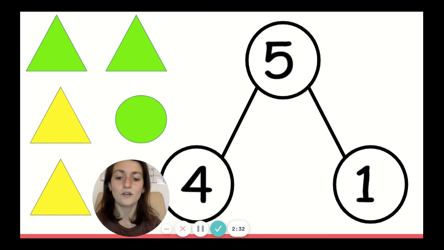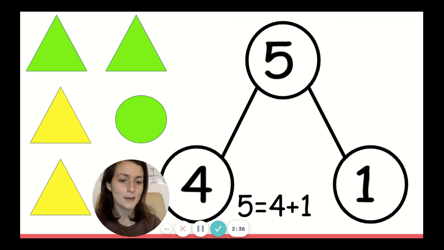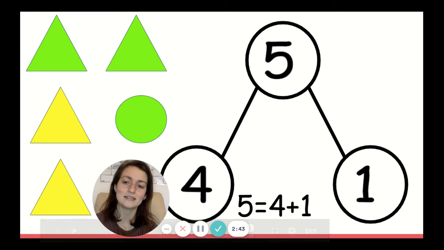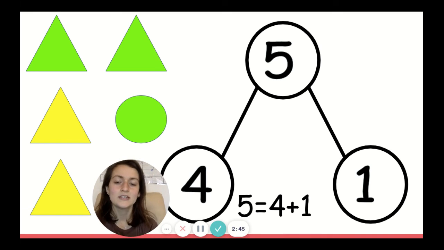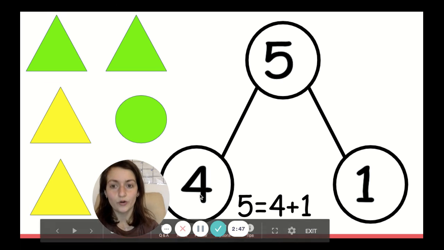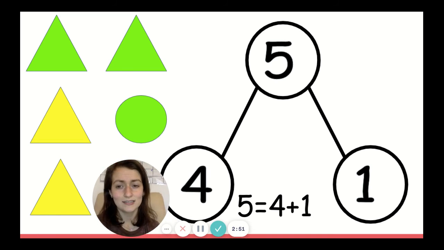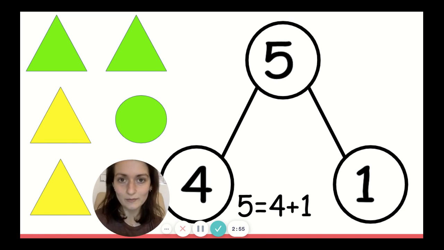That's one way that we could solve this problem. Could split it up based on shape. I know that 5 is the same as 4 and 1. I wonder if there's another way we could split up these shapes. So before we had 1 circle and 4 triangles, but there's another way to split up these objects. I noticed that some of them are green and some of them are yellow. So what if we split them up like that?